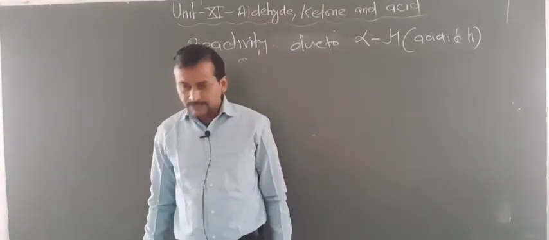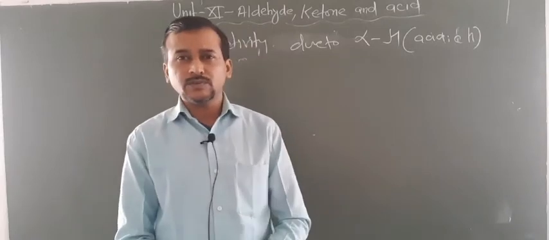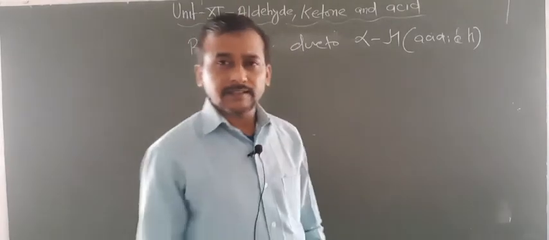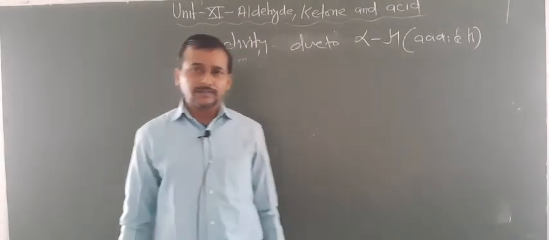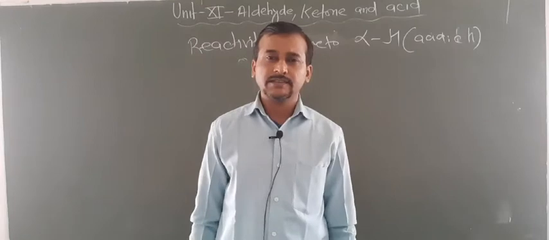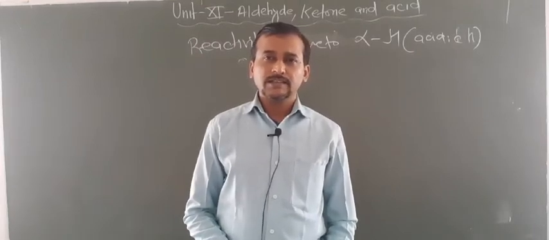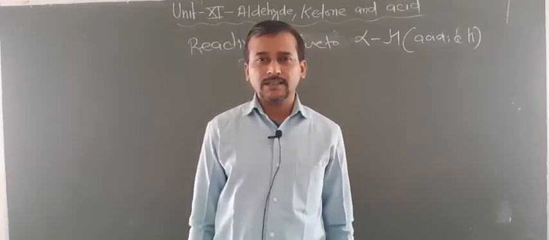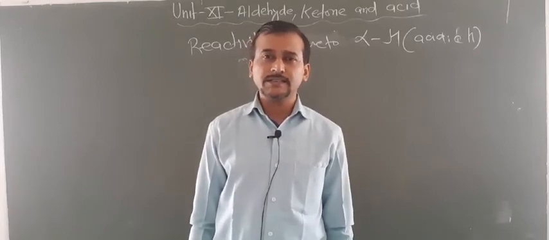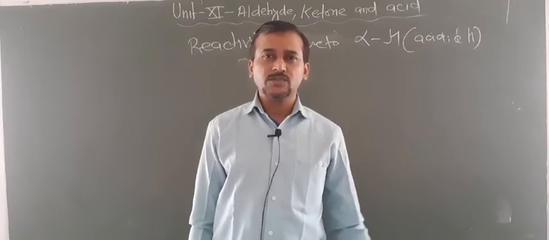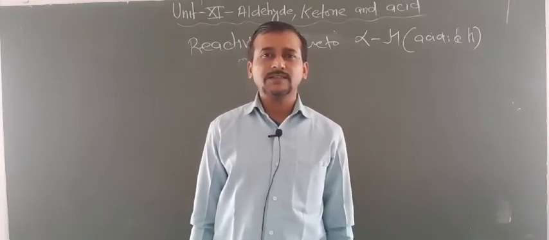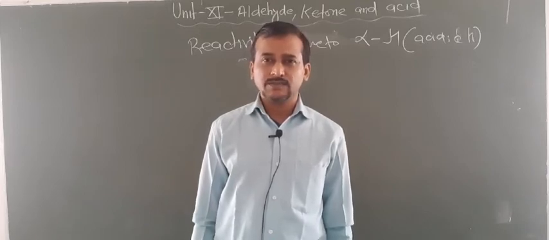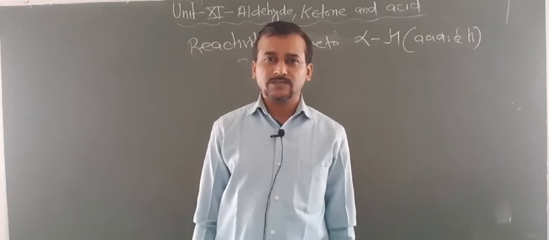Dear students, in the previous lecture I told you about the oxidation of aldehydes and ketones. In that I told you about the Tollens test and Fehling solution test, and that these tests respond only to aldehydes but not ketones. This is because, in the case of ketones, due to the mild oxidizing nature of Tollens reagent and Fehling solution, they do not break the carbon-carbon bond of the ketone. So that's why they do not respond to ketones.